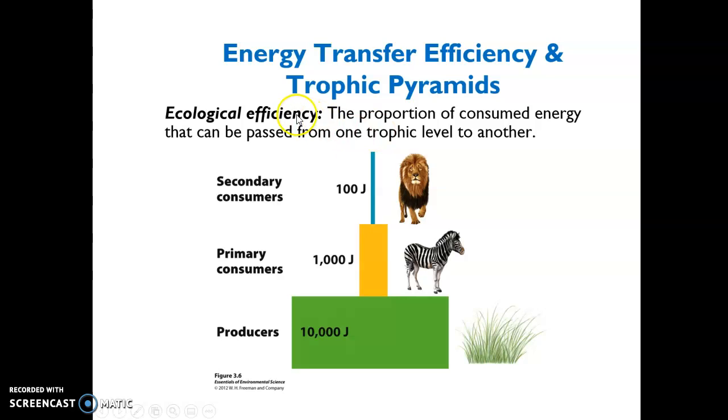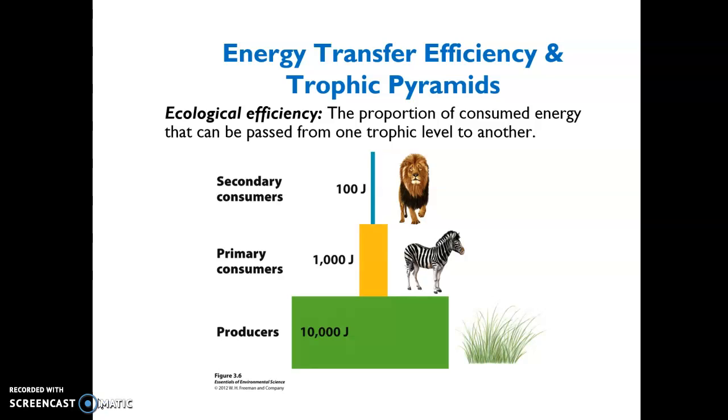So that's referred to as ecological efficiency, the proportion of consumed energy that can be passed from one trophic level to another. Actual efficiencies in nature range from, depending on who you quote, between 5% and 20%. But actually 10% is the most common and certainly the average efficiency.